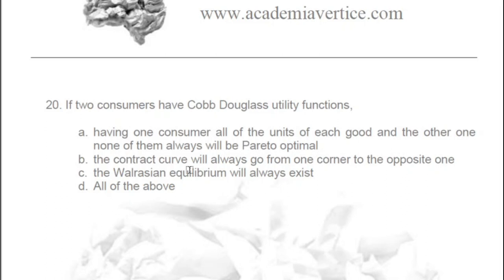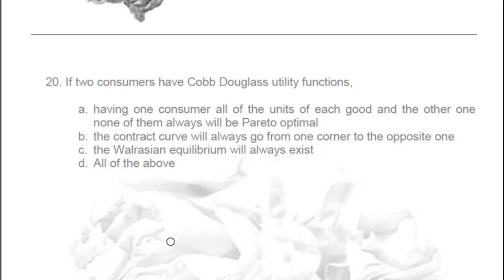Okay, then question number 20. If two consumers have Cobb-Douglas utility functions, then having one consumer all the units of each good and the other one none of them always will be Pareto optimal. Well, that's true, because if I am in a corner and I have nothing of both goods and the other consumer has all of the units of both goods, he will not give me any good for nothing, because I have nothing. If he has everything, I have nothing, so he shouldn't give me some good for nothing.